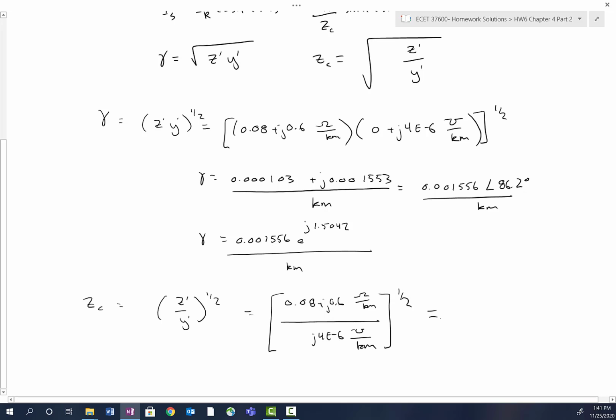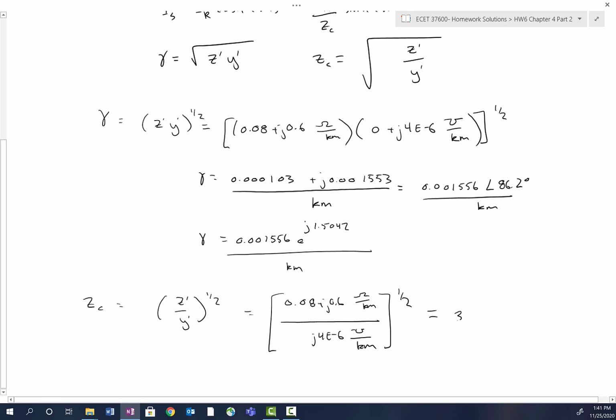You'll notice in these units what happens is, because the mho is in the denominator, it flips, and since kilometers is in the denominator of the denominator, it flips, and so the kilometers cancel out. Then the ohm multiplies by the inverse, or 1 over mho, and you get ohms squared, and then we take the square root of that, so the unit of Z sub c turns out to be ohms.